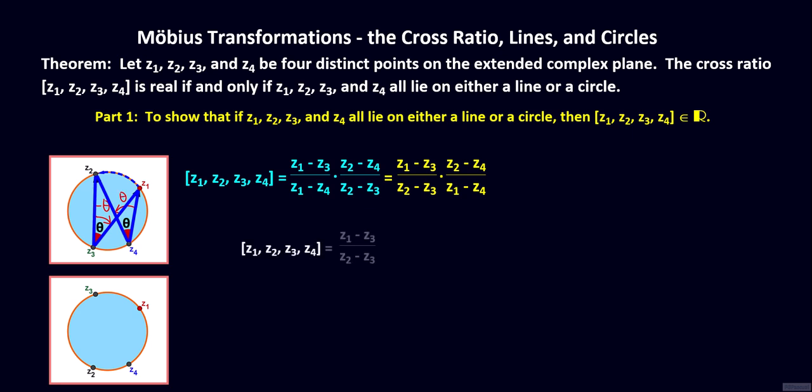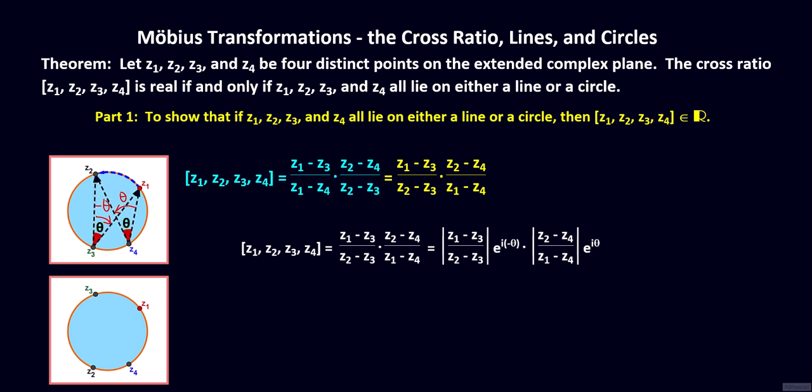And so z sub 1 minus z sub 3 divided by z sub 2 minus z sub 3 equals its absolute value times e raised to the power i times minus theta, and z sub 2 minus z sub 4 divided by z sub 1 minus z sub 4 equals its absolute value times e raised to the power i times theta. The exponents add up to 0 so that the exponentials cancel each other out, and the cross ratio is equal to its absolute value, which makes the cross ratio a real number.